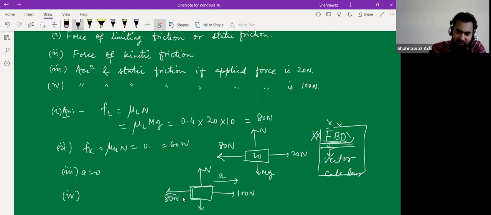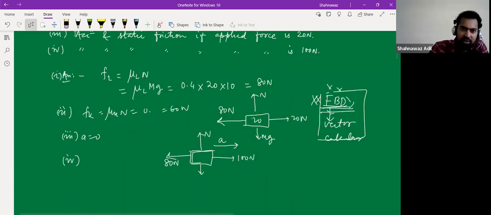Right? So if this is 80 Newton and this is 100 Newton, then the body will move. And we have to calculate the acceleration, right? So we will apply what? We have already made this free body diagram. We have to just write Newton's second law for this horizontal component.